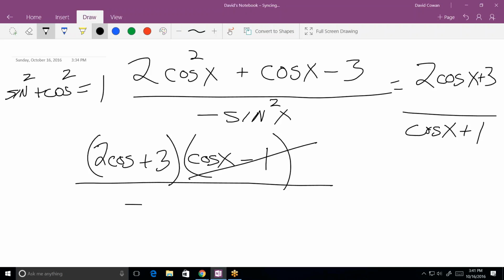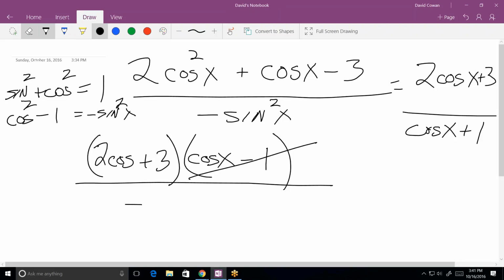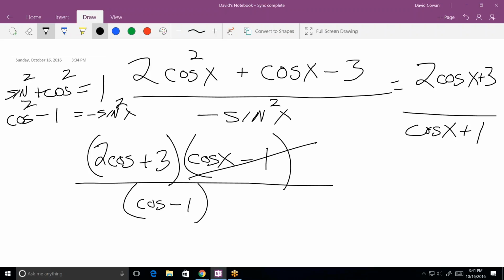So minus sine squared would equal cosine squared minus 1. In other words, if I want to move this sine squared to the other side, it becomes minus sine squared. I move this 1 to the other side, and that's what negative sine squared is equal to: cosine squared minus 1, which then factors into cosine minus 1 times cosine plus 1.